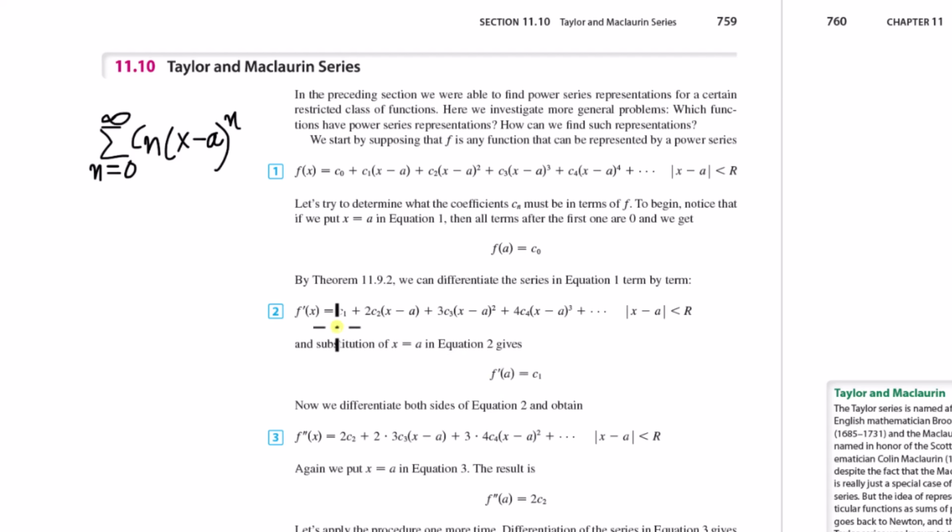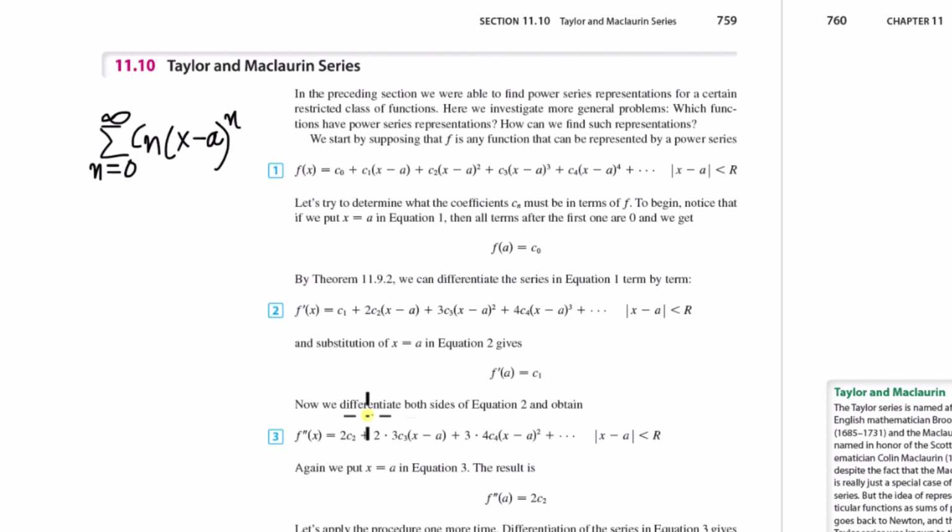Notice that this c sub 1 and the derivative of the original function at a are exactly the same. So we've solved for what c sub 1 must be. We're trying to get the coefficients. We pick a, so we don't have to solve for a; x is the variable. If we can solve for the coefficients, then we've solved the question we're trying to answer. So the first two coefficients are solved for.